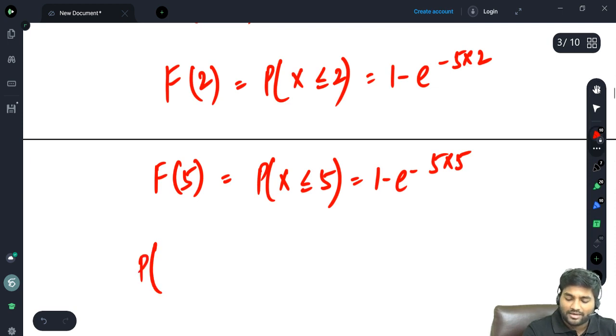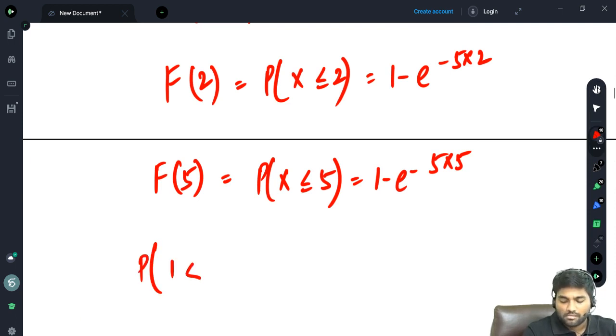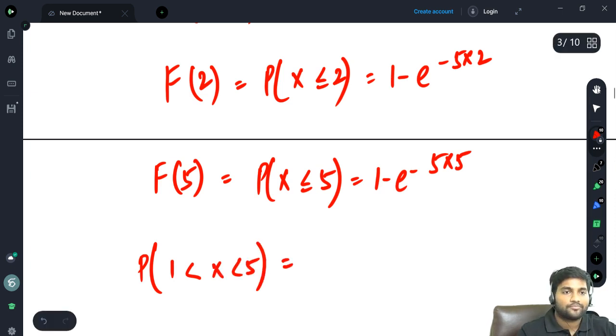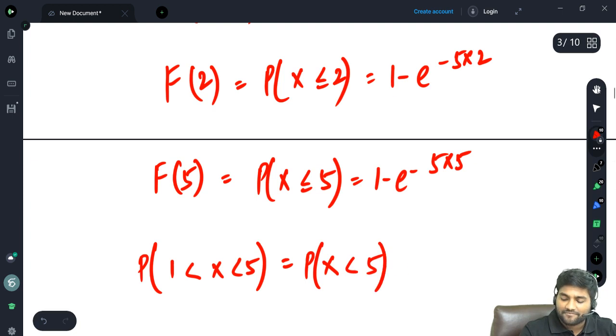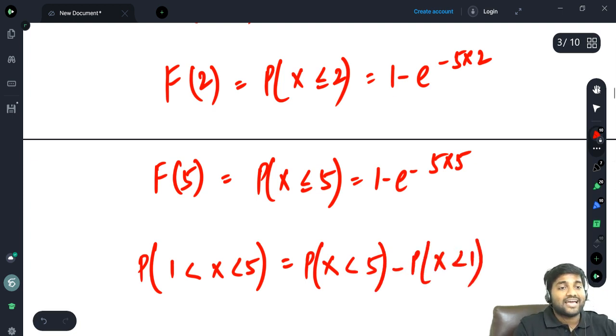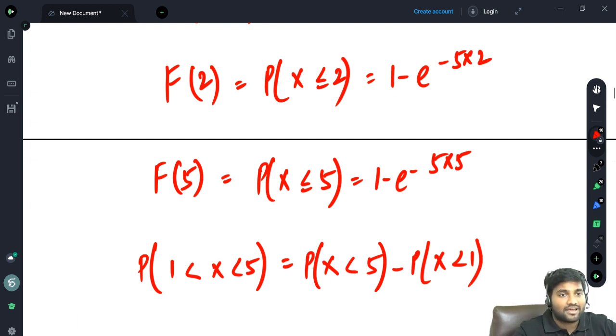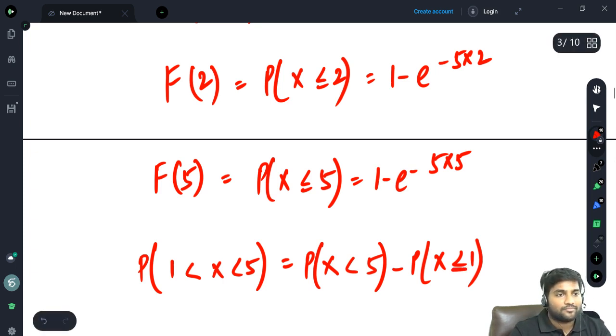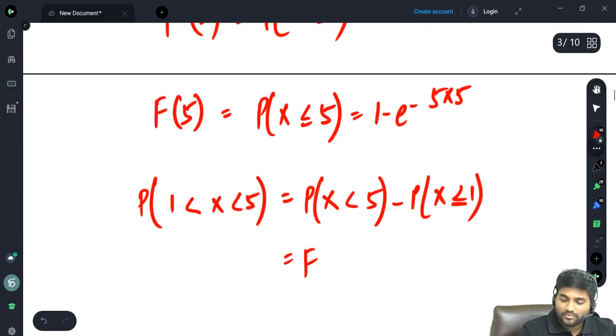If we are asked to calculate probability, so this means what? Greater than 1 but less than 5. So can we write it like this? Probability x is less than 5 less probability x is less than 1. We need the area between 1 and 5. So less than 5 includes all the area, and which area we don't need? Less than equal to 1, because we need greater than 1, not 1. So which area to exclude? 1 or less. So again, this will be what? F5 minus F1. Please solve.